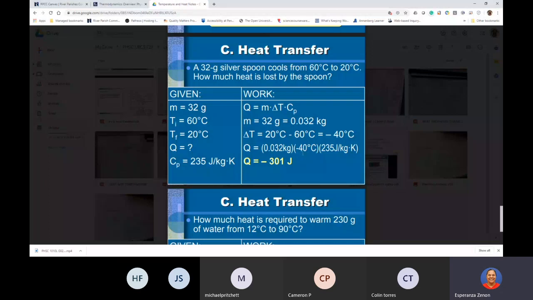So with that being said, we can cancel out our kilograms, we can cancel out our degrees Celsius, which is equivalent to Kelvin. So we can cancel that out. And the only thing we're left with is joules. So when we multiply out, we get negative 301 joules of heat. What does that mean? If it's negative, it means we're removing heat. And that has to happen if we want to cool this spoon.